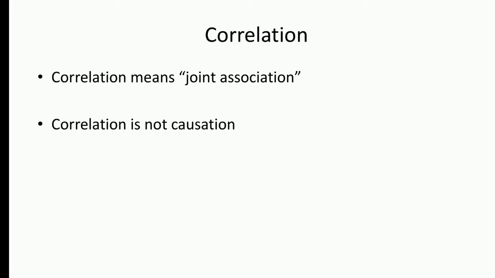Correlation means joint association. And one of the things in statistics class that we like to say, and I know the psychologists love this phrase, is that correlation is not causation. Just because two things are correlated doesn't mean that the one causes the other.